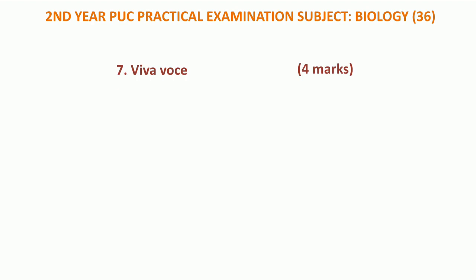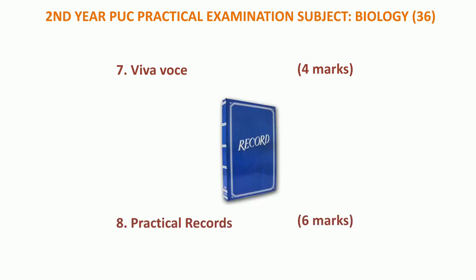And the last one is Viva questions. Based on the experiment, slide and spotter, the examiners, external and internal both, ask any 4 questions. If you answer the 4 questions correctly, you will get 4 marks. And the last one is the 8th column, the practical record. Your practical record carries 6 marks. Totally 30 marks you will get in the practical examination.